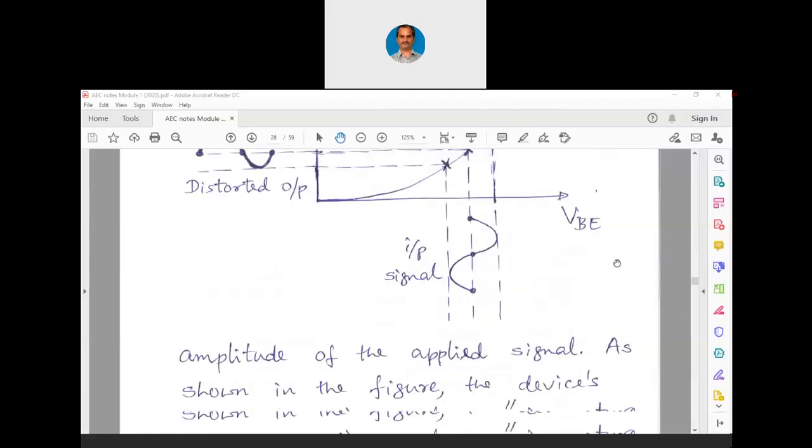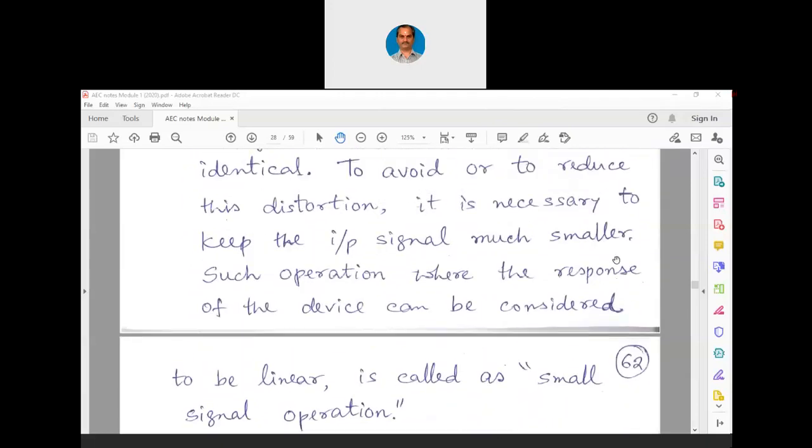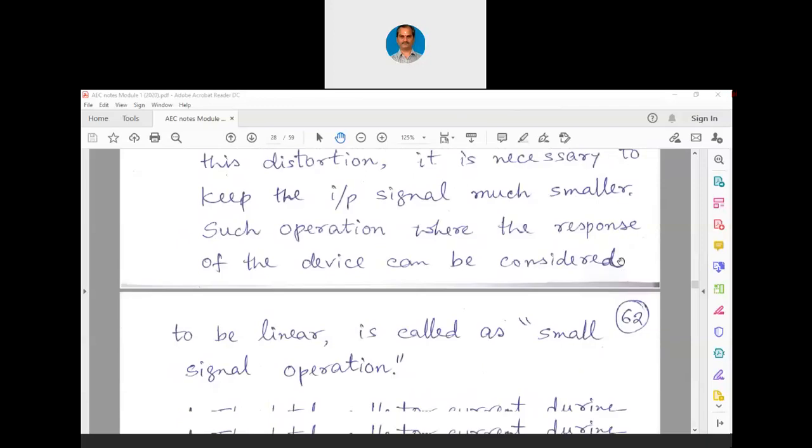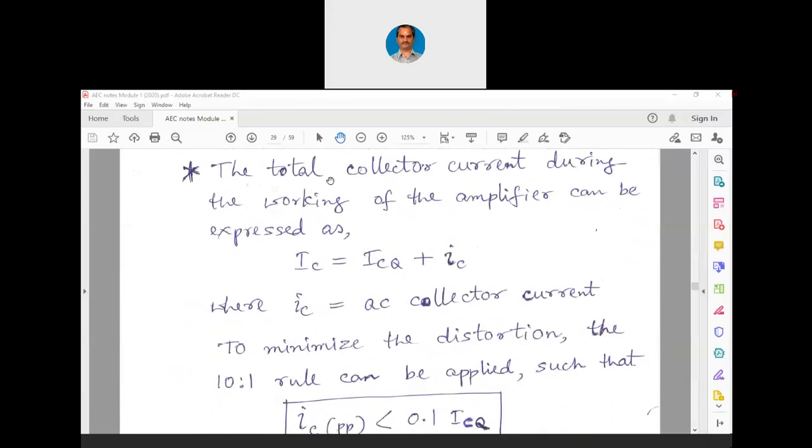Now let me continue. This definition I had already read the other day, that's why I am not going through it once again. Now, the total collector current during the working of the amplifier can be expressed as capital IC equals capital ICQ plus small ic, where small ic is the AC collector current. Now you already know that we have a quiescent point and we have set the amplifier working at the quiescent point, and that is ICQ. Now when we apply a small signal, that will introduce a small AC current as well. That AC current we write in lowercase.